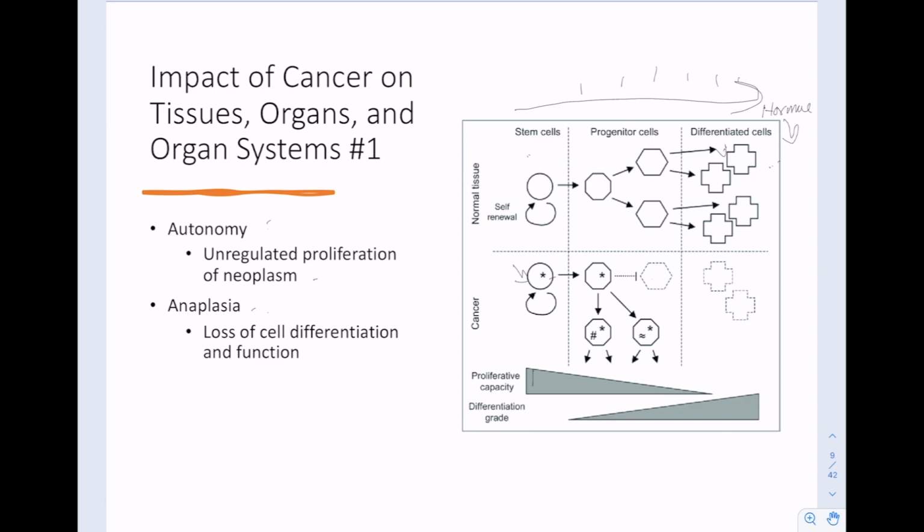What cancers do is that they maintain a little bit of both. As they're proliferating and becoming more differentiated, they'll stop maybe somewhere in the middle where they still have the ability to proliferate and they are gaining some of the differentiation.